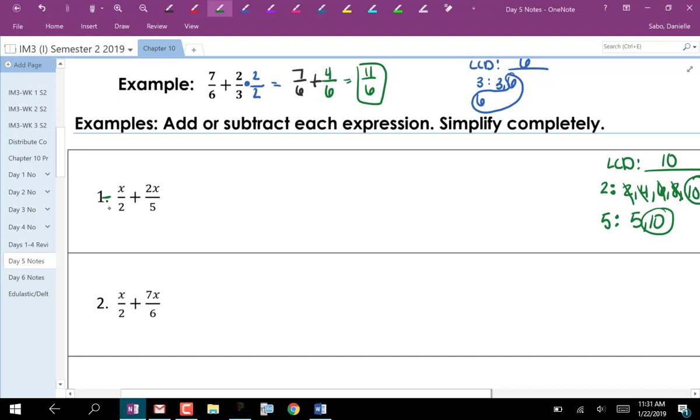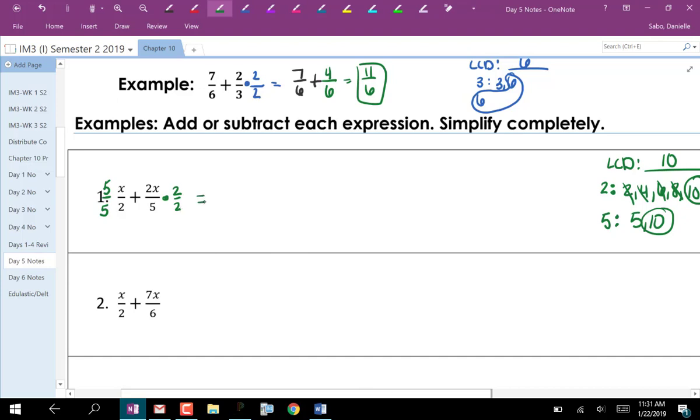4 times 2 is 8. Careful. What times 2 gets me 10? 5. Very good. 5 over 5. Now over here, same thing. 5 times what gets me 10? We're going to have 2, because we just kind of did that.